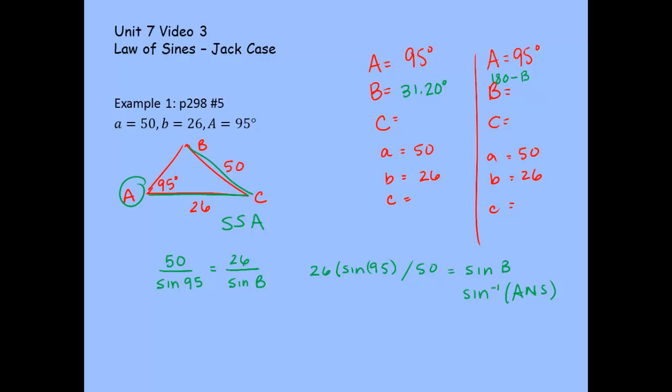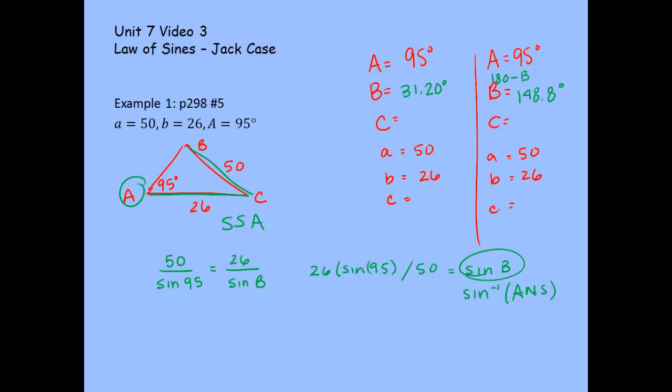So I'm going to use supplementary angles, or 180 minus the current angle, and I will find that they both have the same sine value. So now I'm going to take 180 minus the 31.2, and I get 148.8 degrees.